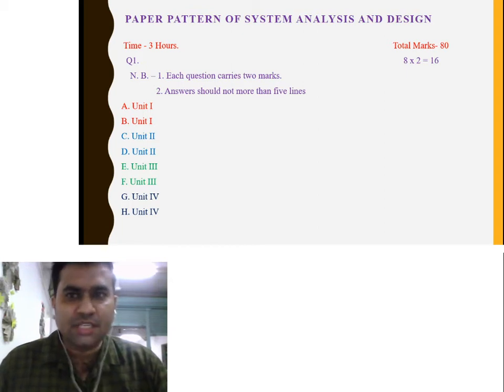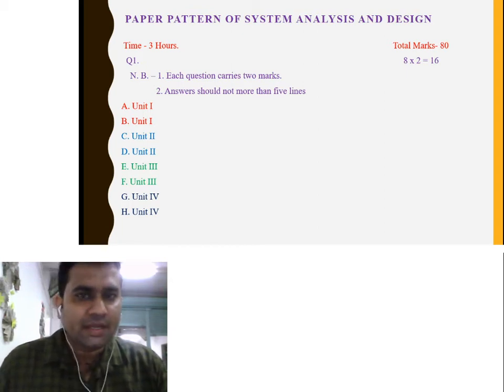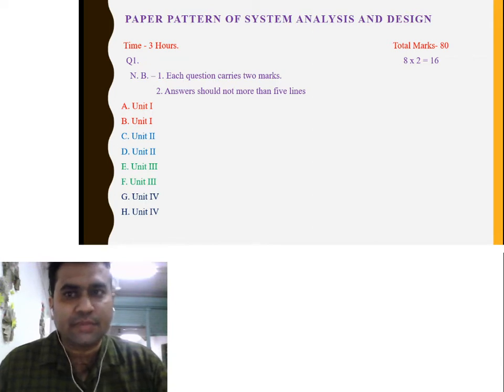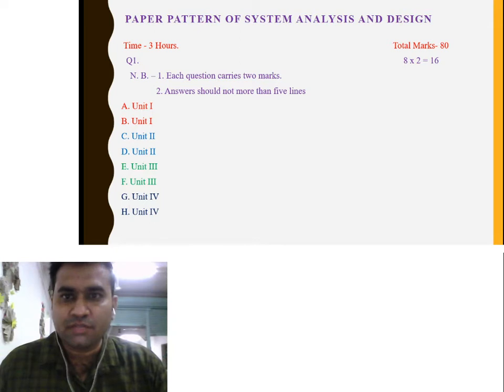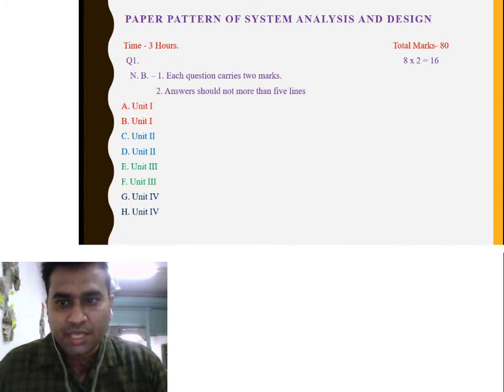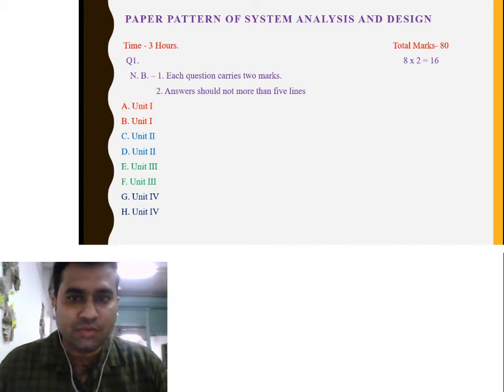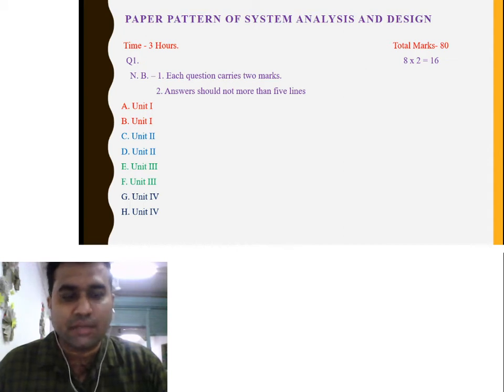The time is 3 hours. The total marks are 80. Question 1 is a compulsory question for 2 marks each. In question number 1, the first two questions, A and B, are asked from unit 1. C and D are asked from unit 2, E and F from unit 3, and G and H from unit 4. Every question carries 2 marks, and question number 1 is compulsory.